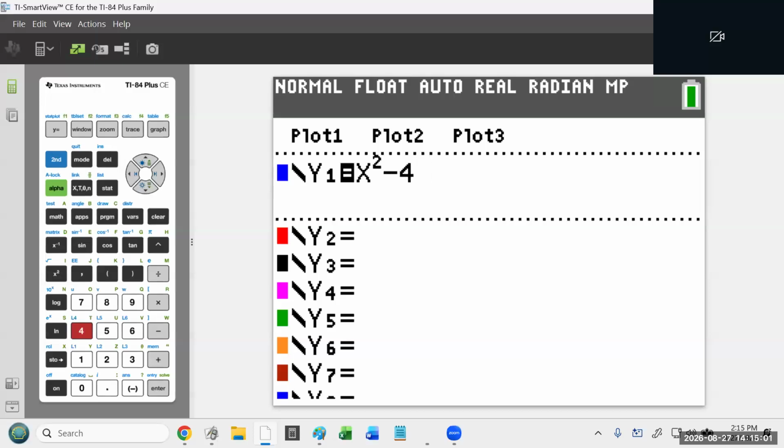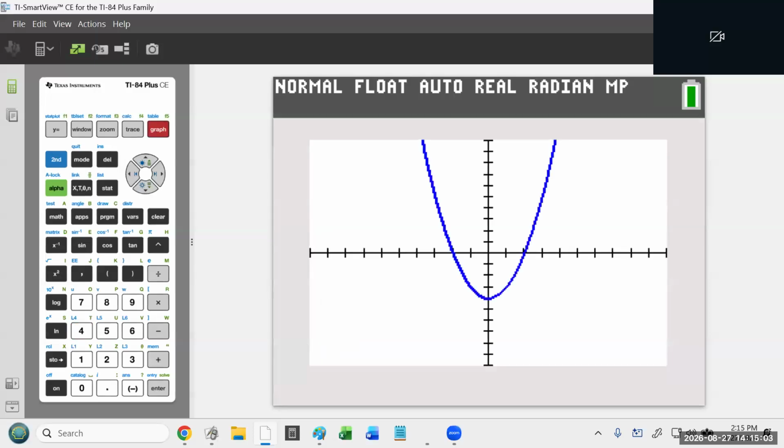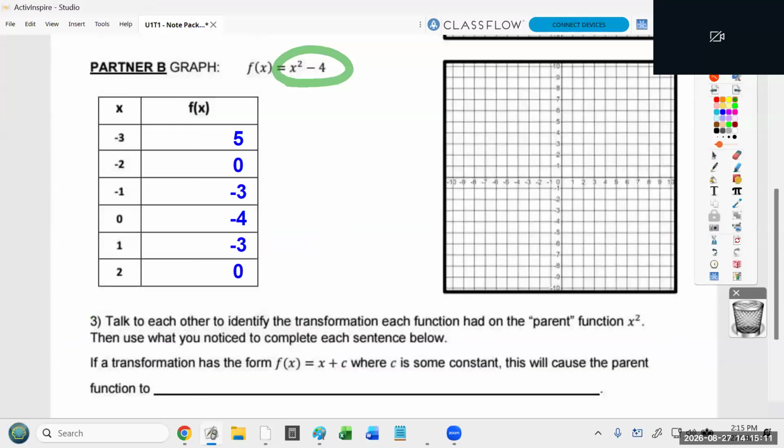Now, if I want, I can hit graph. And this is the thing, for those of you who did this problem, that you should have on your paper. But the way I get that is I have to fill in the table. So let me pretend I don't know what those numbers are. Let me take those back.